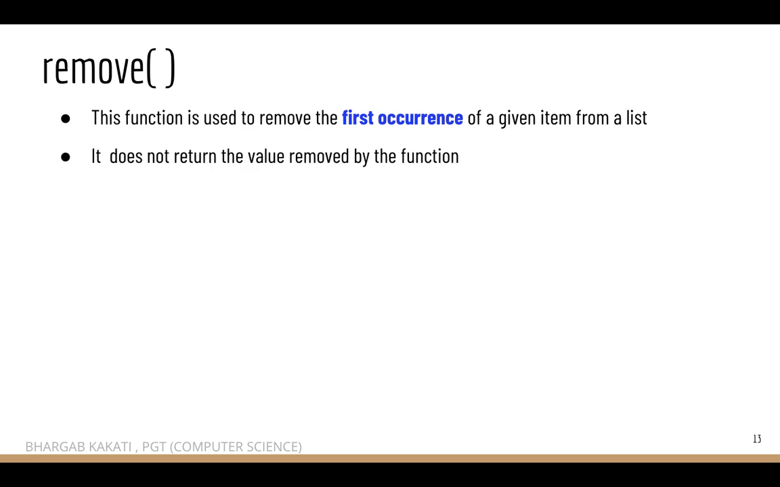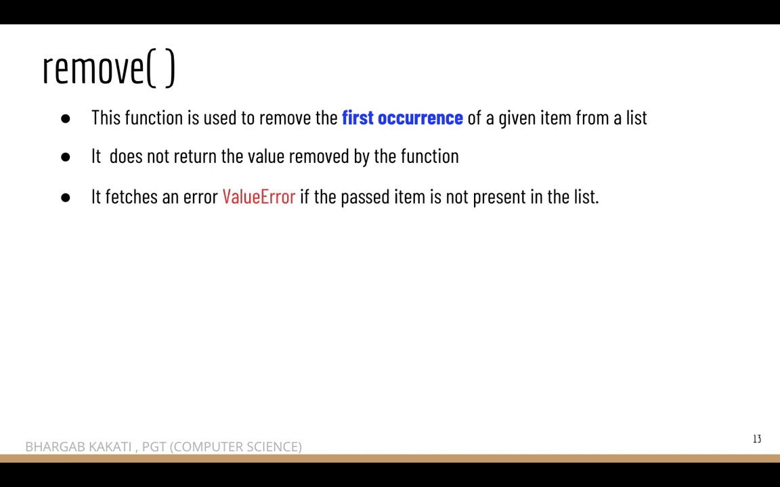It does not return the value removed by the function. Whatever value is removed by the function, it will not return that particular value. It gives an error, ValueError, if the passed item is not present in the list. If I try to remove an element which is not even present in the list, then it will return an error called ValueError. Let's see the syntax of the remove function, which is list name dot remove, and within braces we need to specify the value.